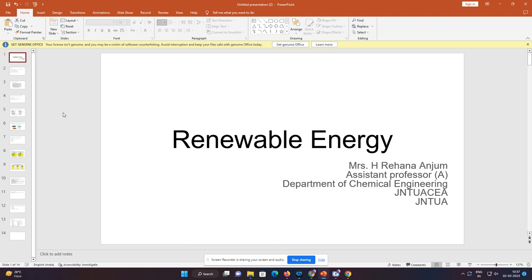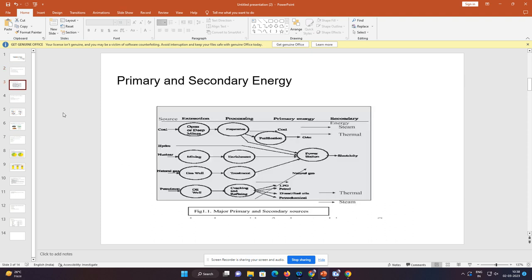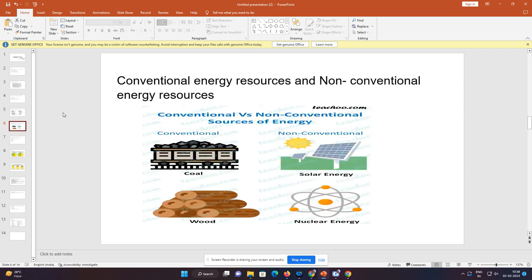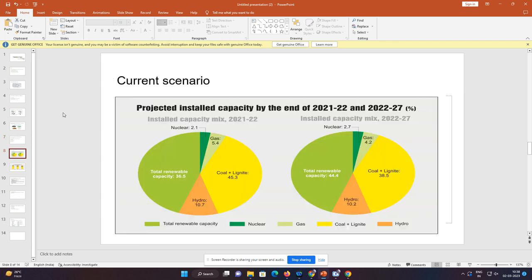This is the second class of renewable energy. In the last class, we discussed energy and how it is classified based on some criteria: primary and secondary energies, commercial energies, renewable and non-renewable, conventional and non-conventional, and energy consumption and standards of living. In this class, we are going to discuss the current energy scenario.